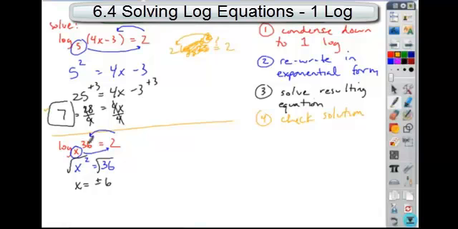And here, when we check our solutions, if we plug either of these solutions into our original form, do we get a negative inside our log or a negative as the base of our log? So the negative 6 is extraneous. The only one that works here is going to be the positive 6. And so there is only one solution here, and that solution is 6.